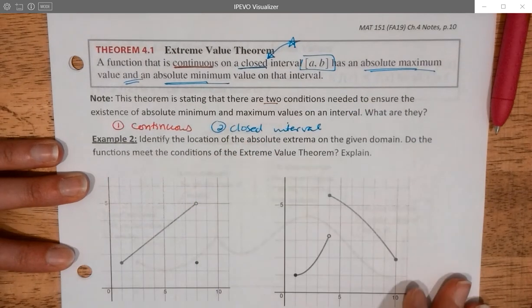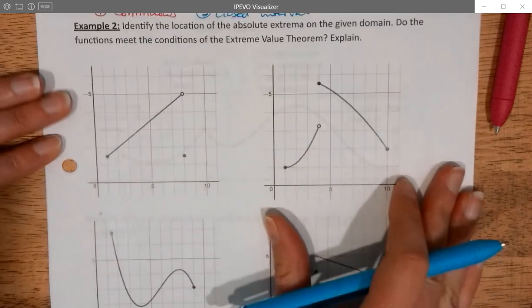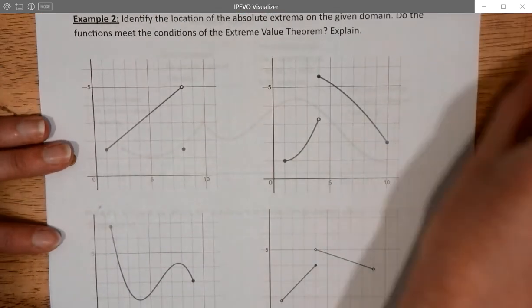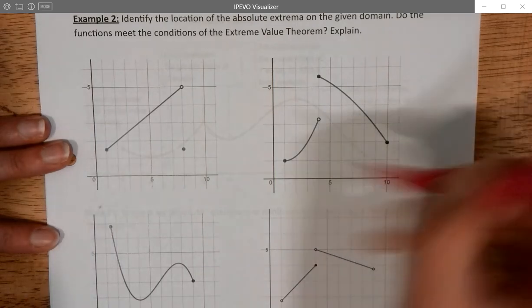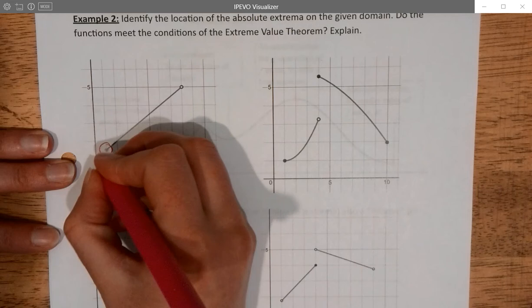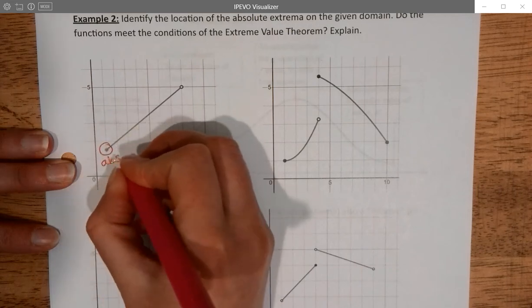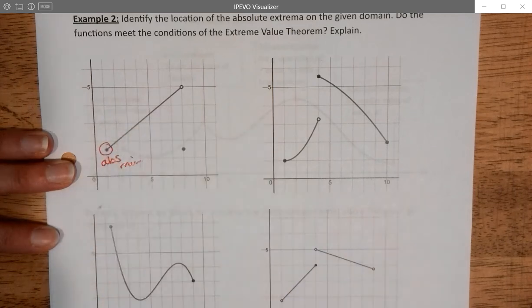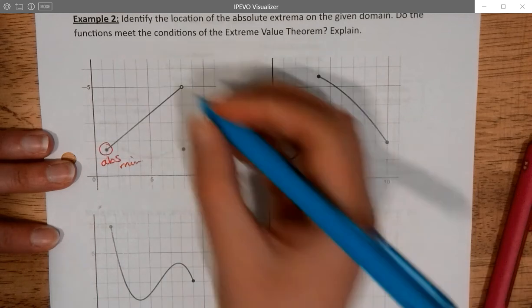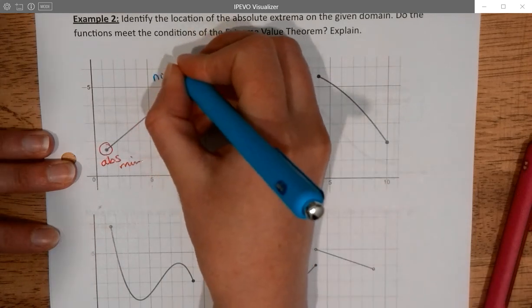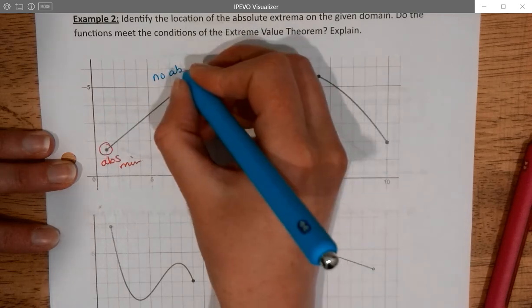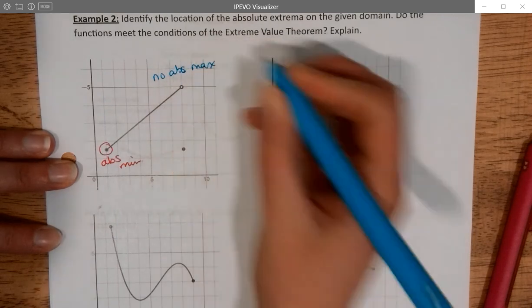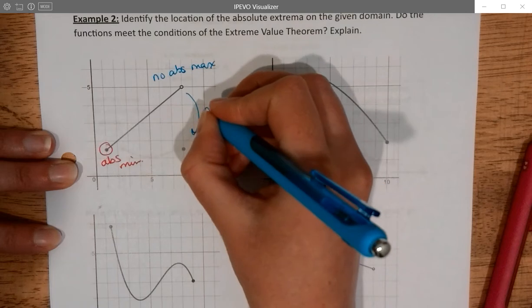All right. So in example 2, we're going to identify the location of some absolute extrema on the given domain and discuss whether or not these functions meet the conditions of the extreme value theorem. Okay, so the first one has an absolute min, but it is not going to have an absolute max. That's because the interval here is not closed or it's not continuous. The reason being not continuous.